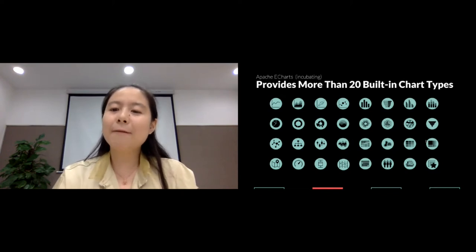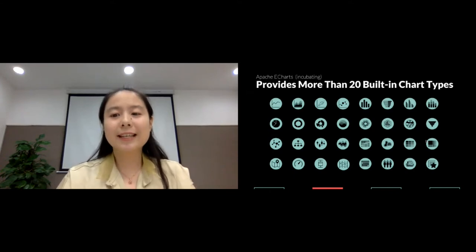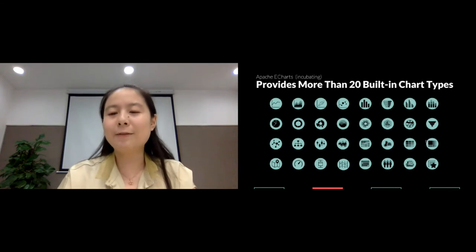Besides, if you have very specific charts to make, ECharts also provides very flexible APIs for you to make charts like these. Another of our PPMC members, Shuang Su, shared a speech yesterday at ApacheCon, sharing about how Apache ECharts designed this flexible yet easy to use API for users to create customized charts. You can check out his slides for more information if you are interested.